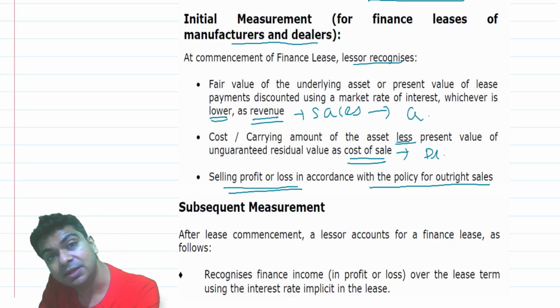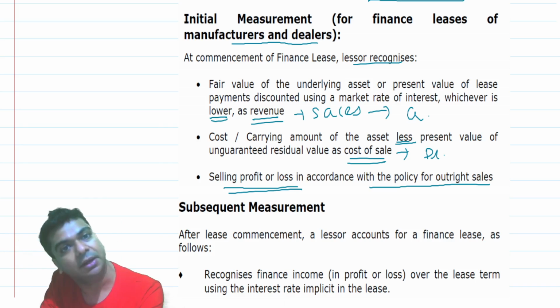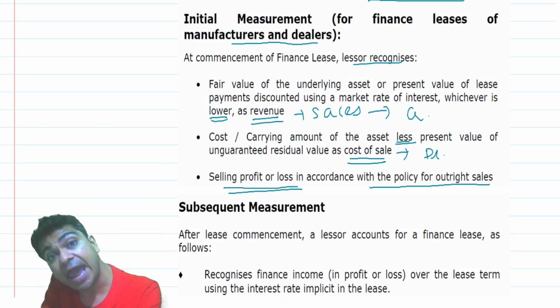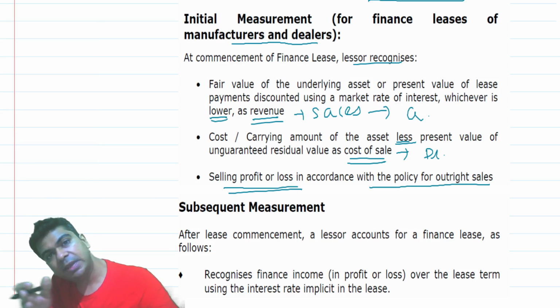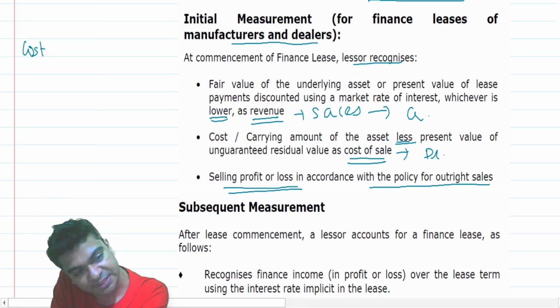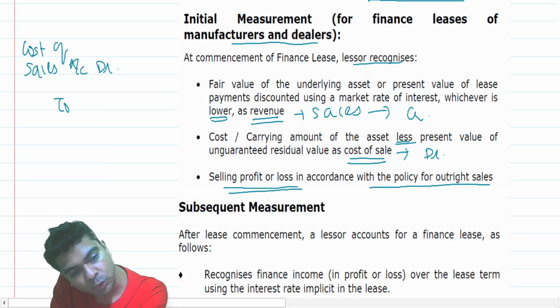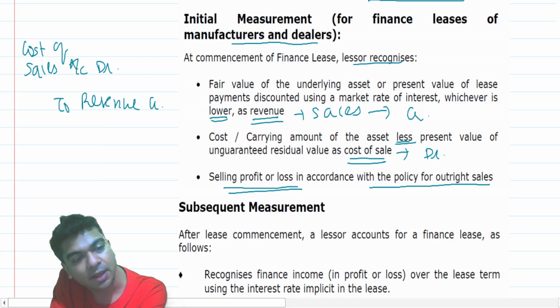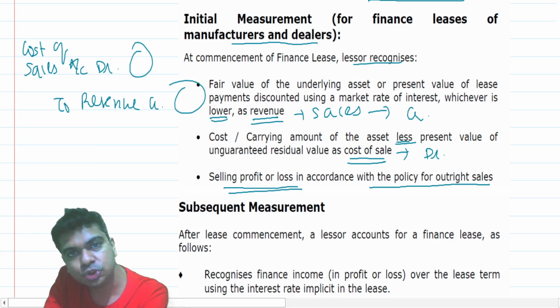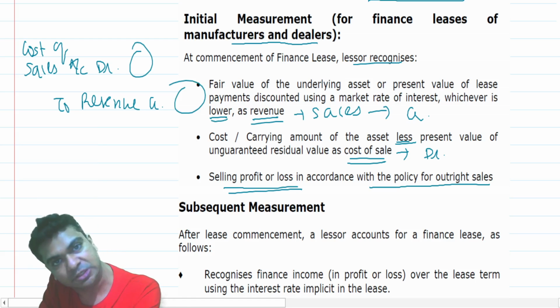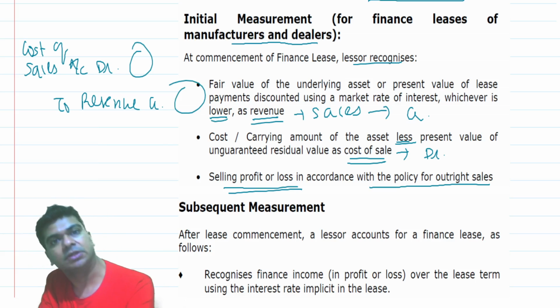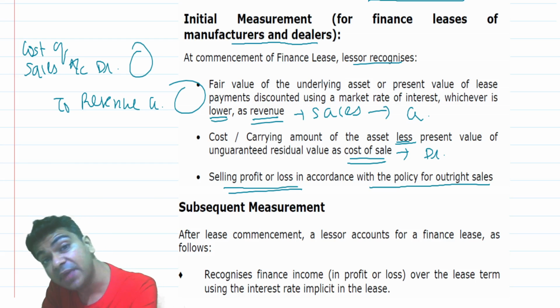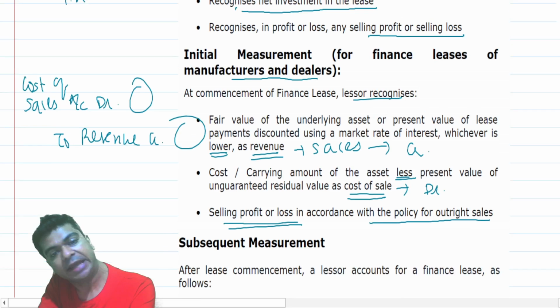We are going to make a distinction over here between a finance lease entered into by a manufacturer or a dealer and any other lessor. Here, as you can see, the cost of sales will be debited, revenue will be credited, and whatever is the difference between these two amounts is your profit or loss, which will be debited to the P&L if it is a loss, and credited to the P&L if there is a gain. So all these things are fine, right?